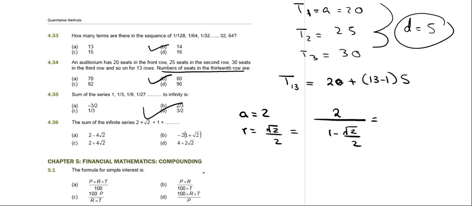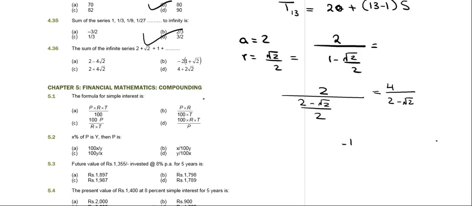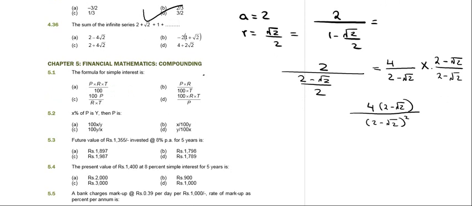However, if we solve it in exact form, it will be 2 divided by 2 minus root 2 over 2. When divide converts into multiply, this will equal 4 divided by 2 minus root 2. And if we want it in a single number, we can multiply both sides by 2 minus root 2, which will make it 4 into 2 minus root 2 divided by 2 minus root 2 whole squared.